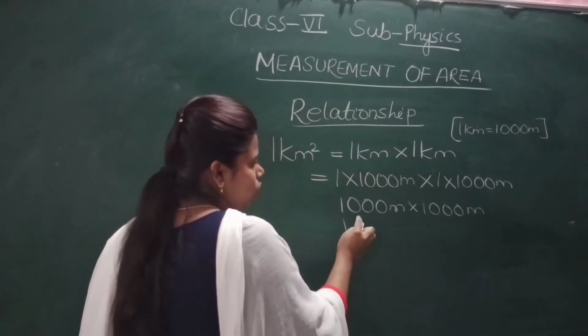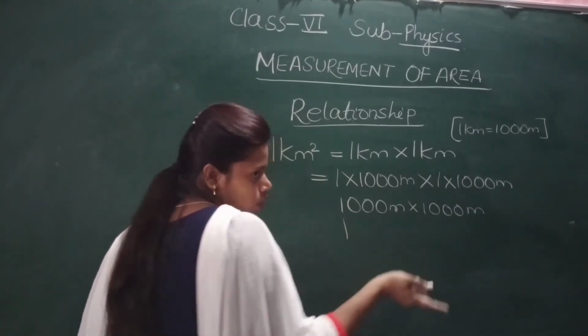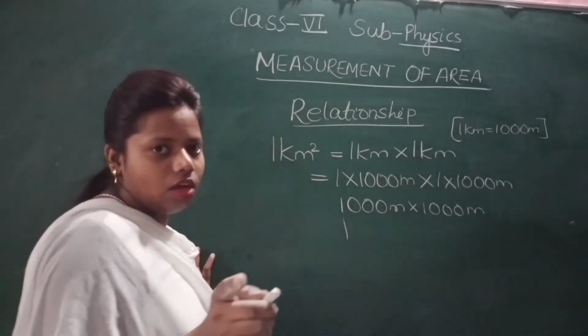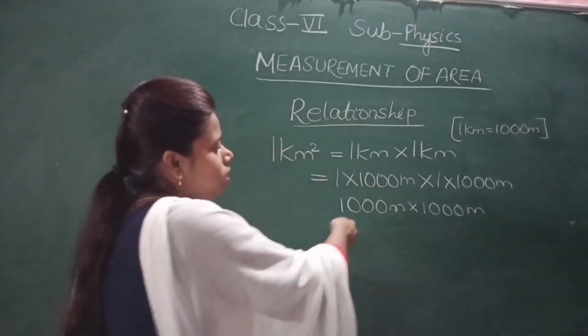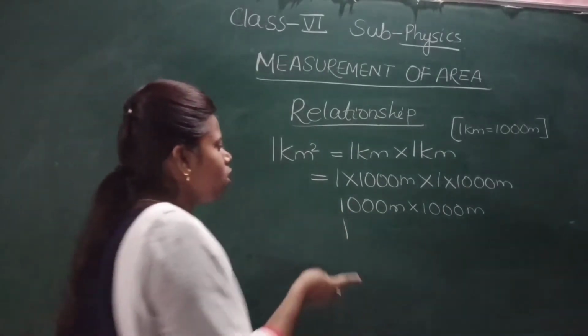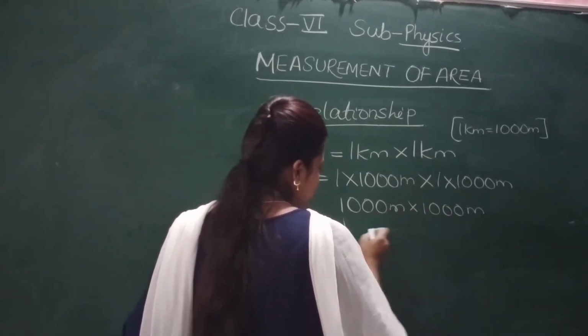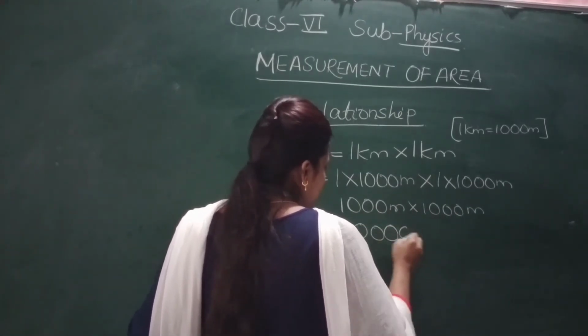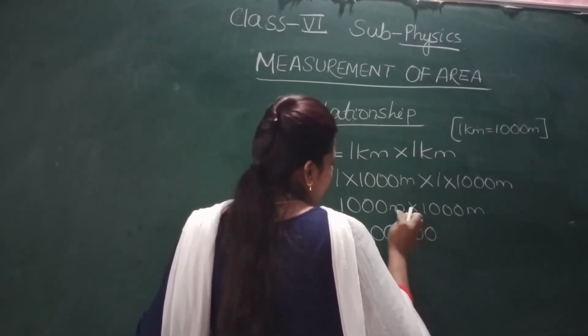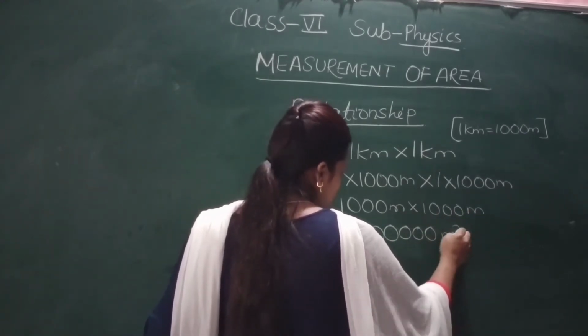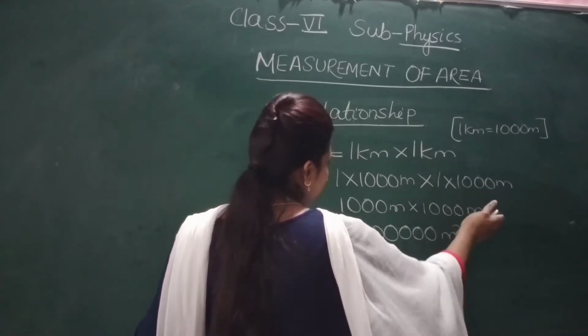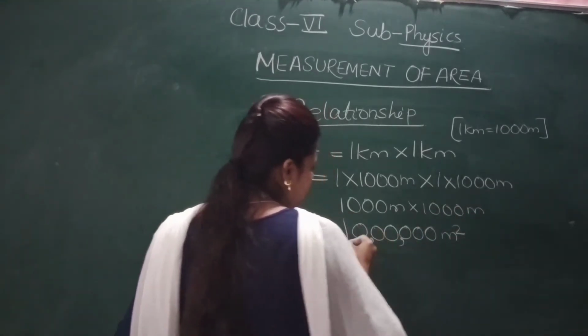Okay, now what will we do? You know the rule for multiplication when we are multiplying with zeros. 1000 into 1000: there are 3 plus 3, that is 6 zeros. We will write 6 zeros here. And meter into meter is meter square. Here also the power is 1, 1 plus 1 is 2. And let's put the commas.